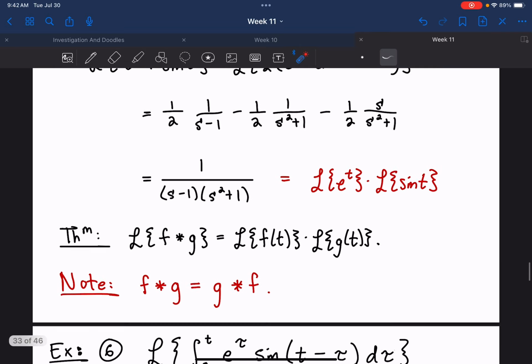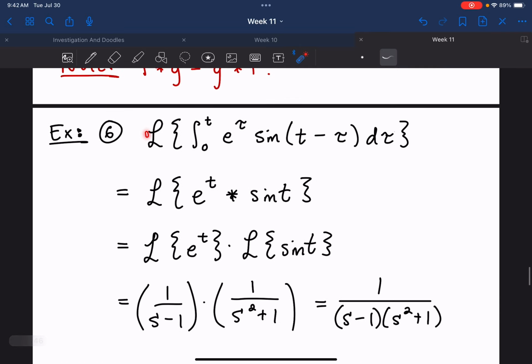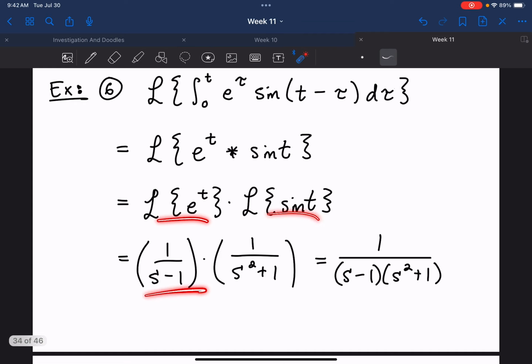Okay, here's an example. What's the Laplace transform of the integral from 0 to t of e to the tau sine of t minus tau d tau? Well, this looks like a convolution product, and in fact it is. It's the convolution of e and sine. And we know the Laplace transform of a convolution product is the product of the transforms, and we've already calculated both of these, so we know the Laplace transform of this integral. So this is going to be useful for solving equations whenever there's an integral equation involved.